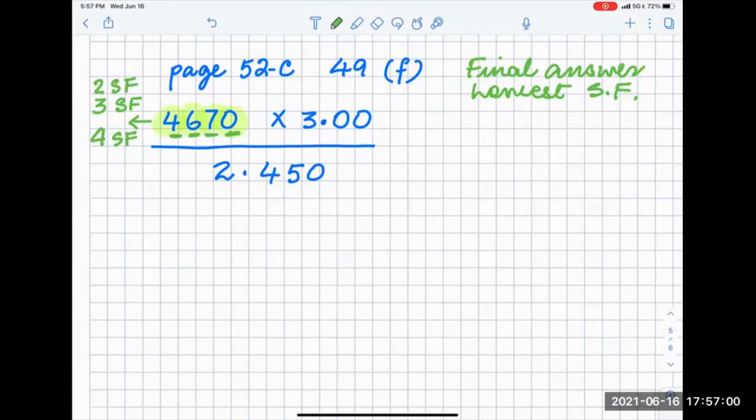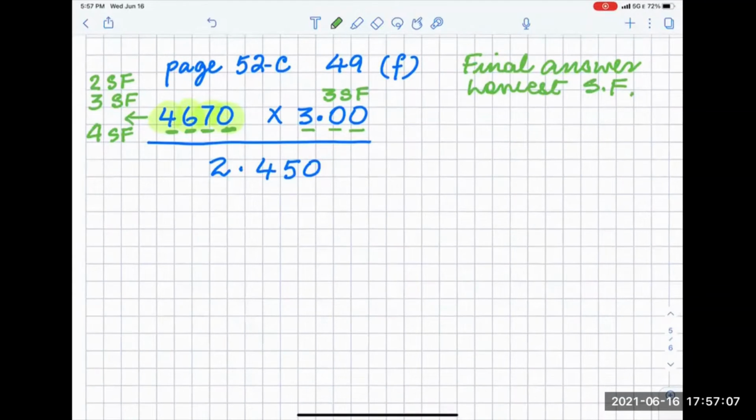Next is this one. Because the decimal is there, it definitely has 3 significant figures. This one, again, because the decimal is there, the 0 has a value and is counted. So 1, 2, 3, and 4 significant figures. Now, because the question doesn't say to write the answer in scientific notation, your final answer should have only 3 significant figures.